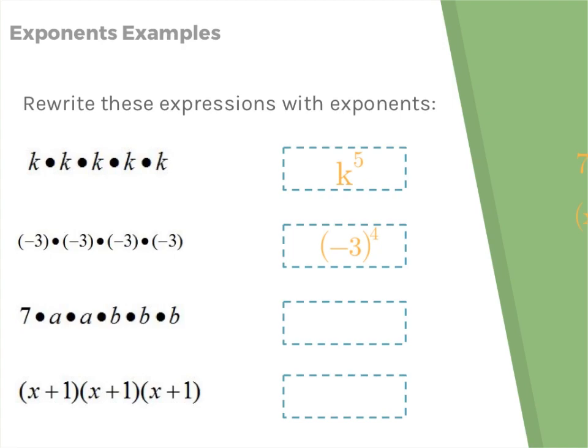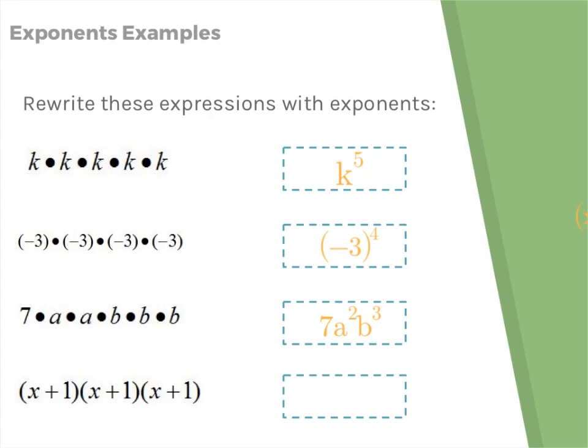The next one, I've got 7 times a times b times b times b. There's only one 7, so that's not going to have any power. For a, there are 2 of those, so that's going to be a to the 2nd power, or a squared. And for b, there are 3 of them, so that's going to be b to the 3rd power, or b cubed. So 7 times a squared for the 2 a's, times b to the 3rd power for the 3 b's. I'm going to put those all together because they're going to be multiplied. I'm not going to put any addition or subtraction symbols between them. They are just multiplied straight together. So 7 times a squared times b to the 3rd.